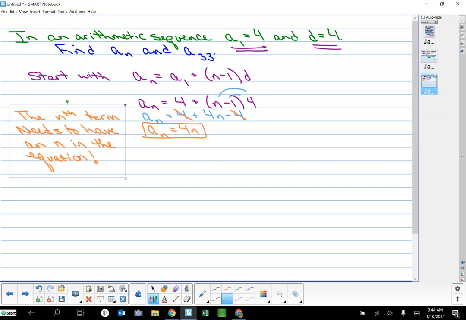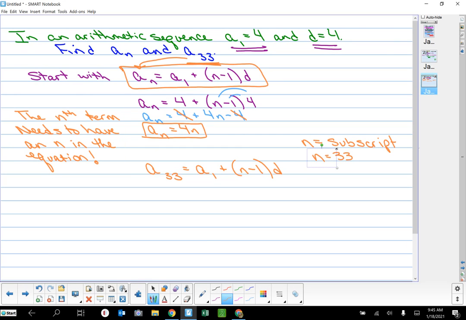Okay, and then if we're asked to find A sub 33, now what we're doing is we're using the same formula right here, except we're going to substitute A sub n with A sub 33. So A sub 33 is equal to A sub 1 plus n minus 1 times D. Now, remember, n is the subscript, right? So 33 is equal to n in this problem.